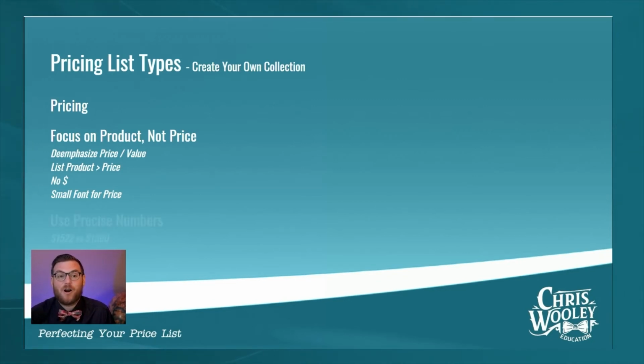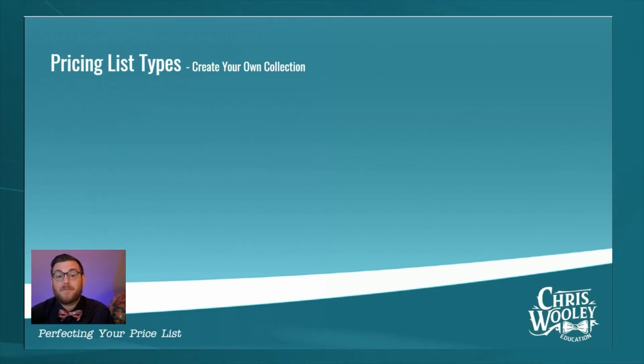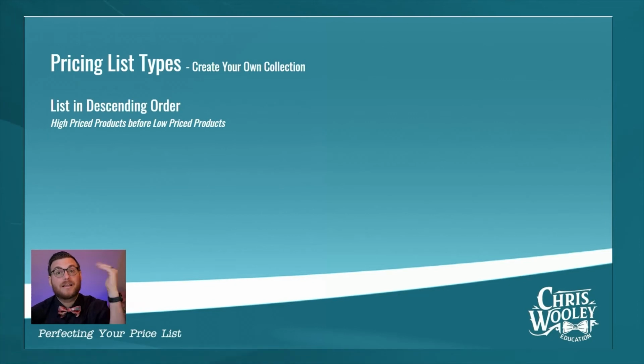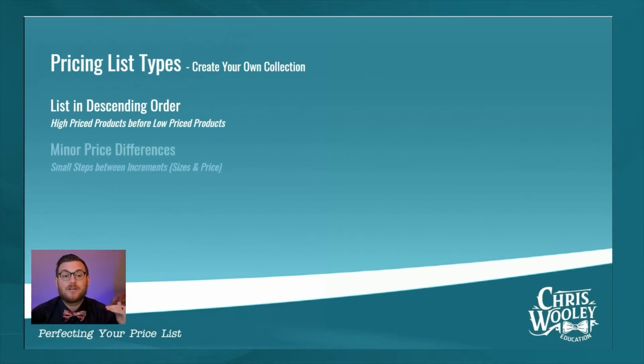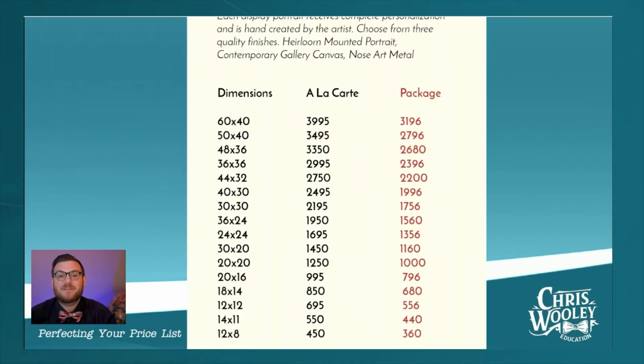So focus on the product. We also want to use precise numbers, like 1522 versus 1500. This is kind of a combination between that prestige and charm that's on there, but we feel better about more precise numbers, especially as we're starting to combine stuff. I'm keeping the math kind of hard for them. We're going to list those prices in descending order, starting with the high and going down to the low, with minor price differences in between. So let's take a peek at that so we can actually see what this is doing.